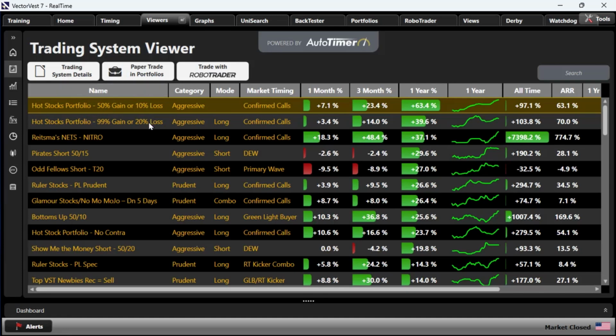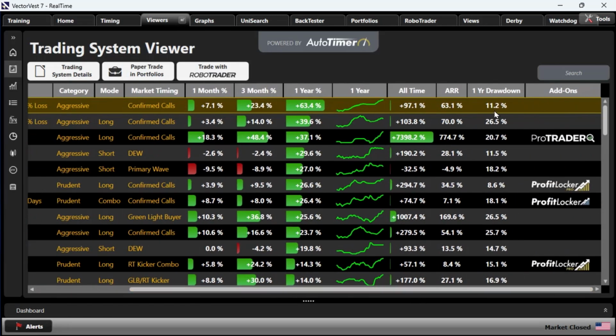If you accrue multiple 20% losers at one time or during one stretch, as it looks like we did here, that's what you're going to get. That type of drawdown is what you're going to experience. So again, 50% gain, 10% loss. Look what it did to the drawdown, 11%, and it didn't affect overall performance all that much.